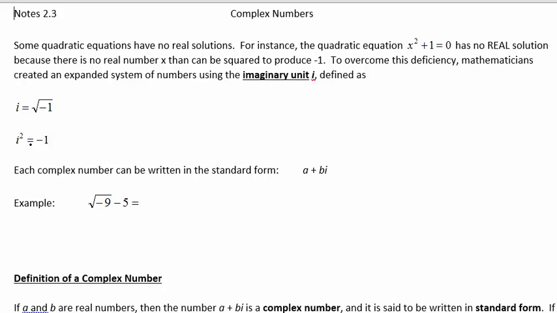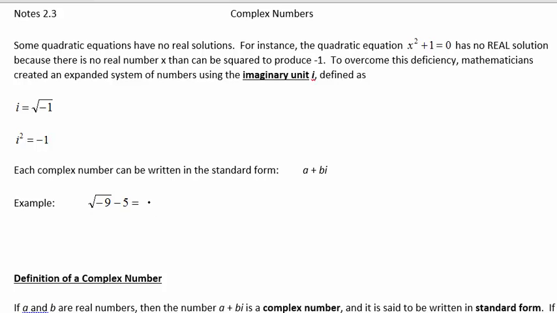All right, every single number out there can be written in the standard form. Our work before looking at i has really had us just looking at real numbers, where a right here represents those real numbers. So let's look at this example. The square root of -9 minus 5. Well, we've known up until this point that we can't have negatives underneath the square root, but now we can.